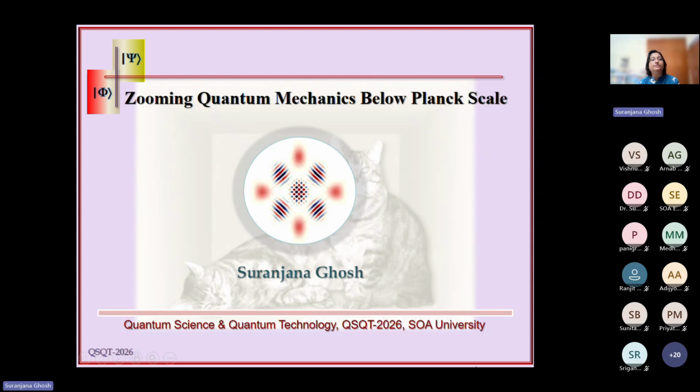Okay, so today, this is the title. I'm going to start with that. That is Zooming Quantum Mechanics Below Planck Scale.